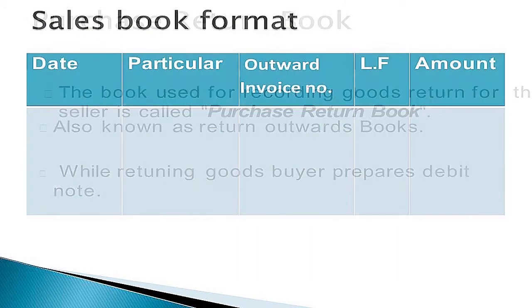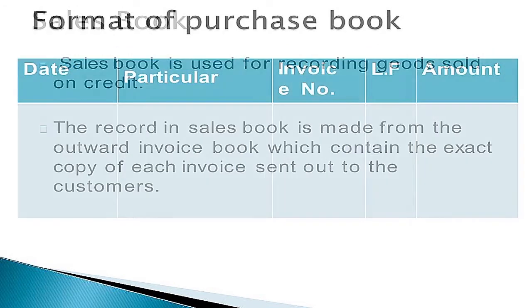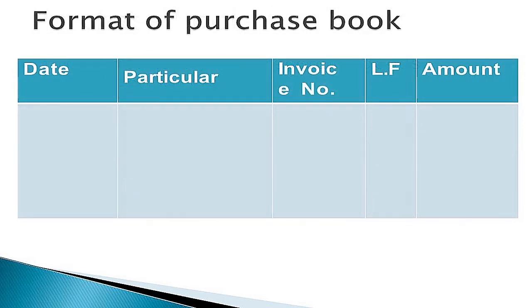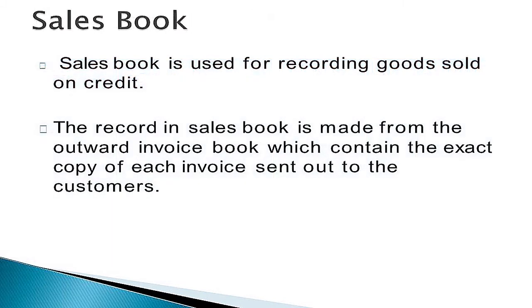One is a purchases book, where we record only credit purchases. This is also known as invoice book, bought book, or purchase journal. It is not necessary to record the transactions in journal book as well as purchases book. Directly we can enter into purchase book. The format of purchase book is date, particulars, invoice number, LF number, and amount.